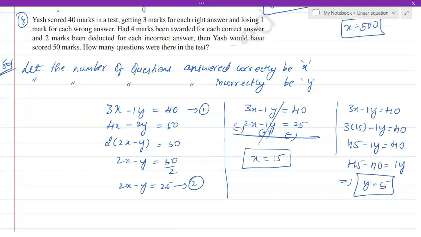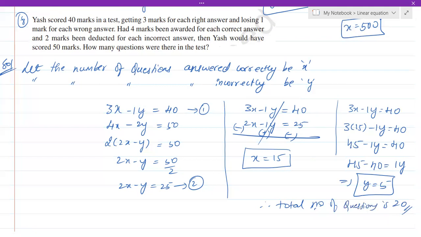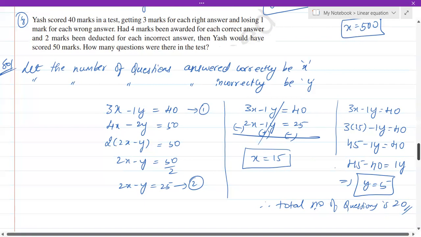So what is the total number of questions? 15 questions correct, 5 questions wrong. Therefore, the total number of questions is 15 plus 5, that will become 20. Okay, let me write it properly. Total number of questions is 20. Okay, 15 correct and 5 wrong. Therefore, the total is 20. So let's get into the next one.